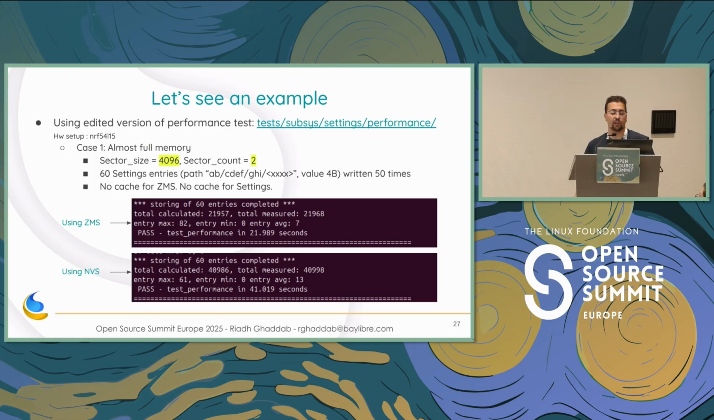I took the first case. The first case is where you design the application. You say, okay, I'm going to need 60 settings entries, and the memory size that I'm going to choose is 2 sectors of 4K. This is almost the minimum capacity that you define in your partition to be able to store those entries. Like I said, if you choose 2 sectors of 4K, actually you're only using 4K, because the other sector should always be erased. In ZMS, one sector is erased and the other sector is open. So you only use 4K and it's almost full.